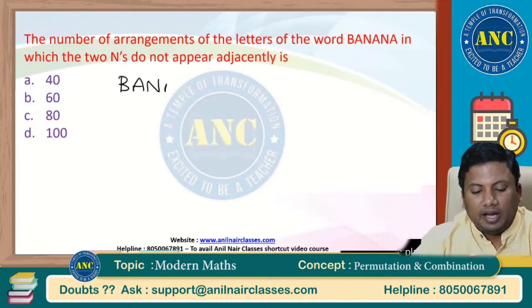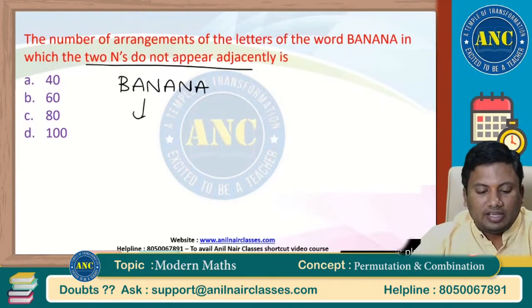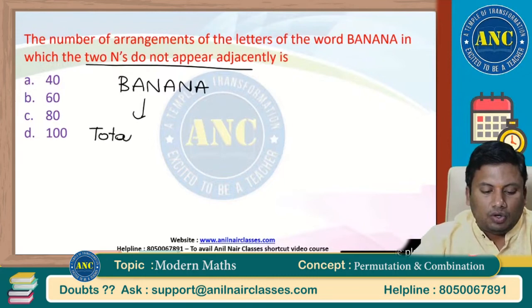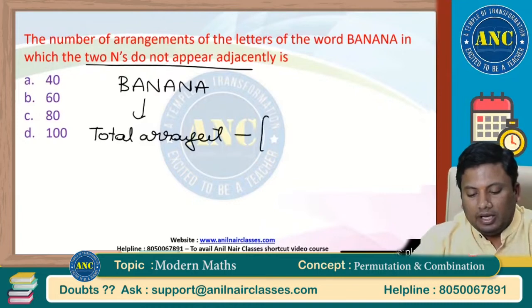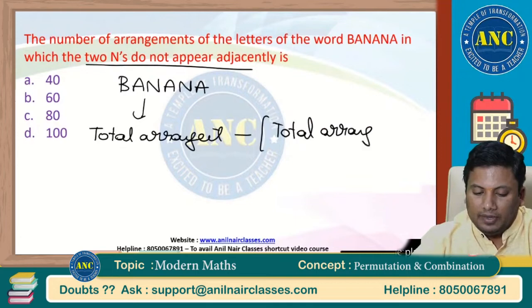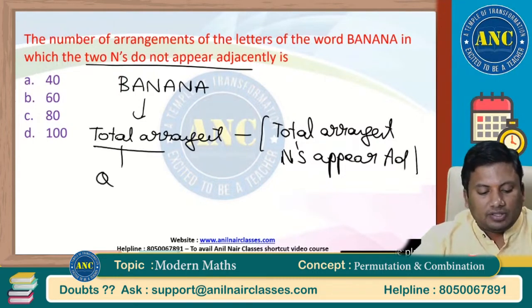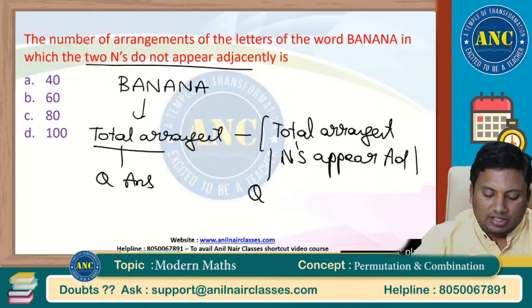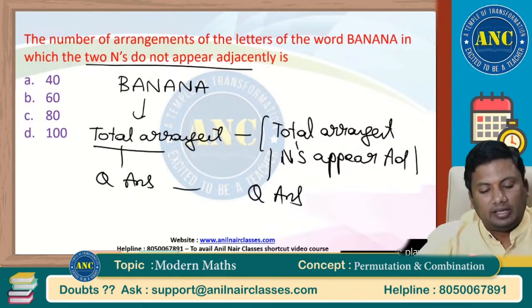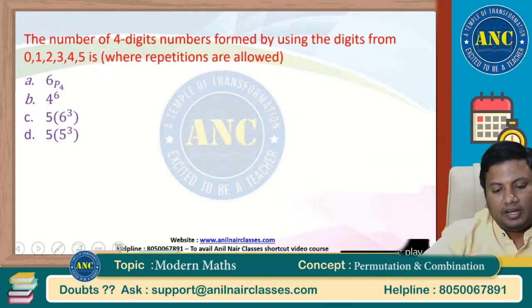The number of arrangements of the letters of the word where the 2 N's do not appear adjacently. This is nothing but the total arrangements minus the total arrangements where the N's appear adjacently. Before that we solved it. Take the answer of the total arrangements question and the just previous question, subtract it, and you will get the answer.